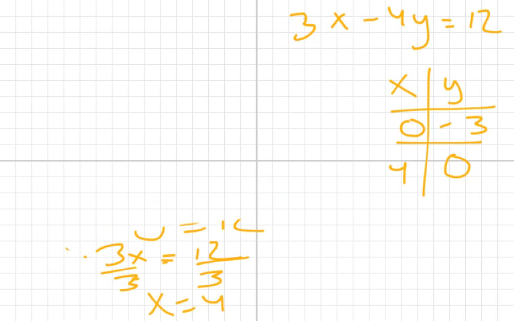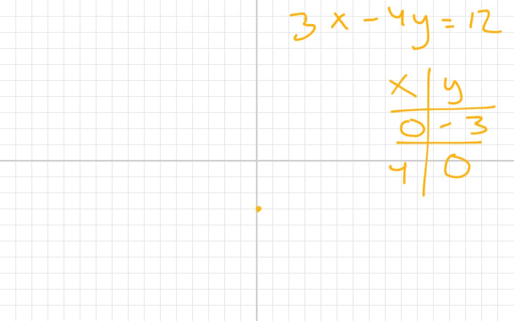And so I opted for the table. But you could also solve it for y. There's absolutely nothing wrong with that. 0, -3 is going to plunk me right here. 4, 0, 1, 2, 3, 4 is right there. And then we have everything in between.